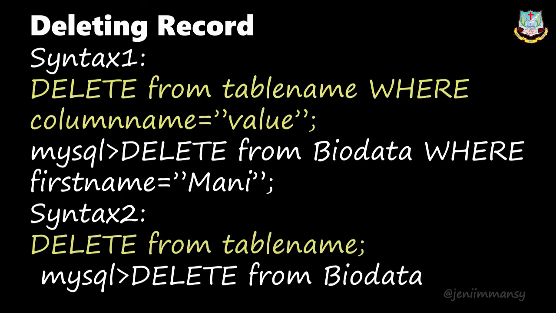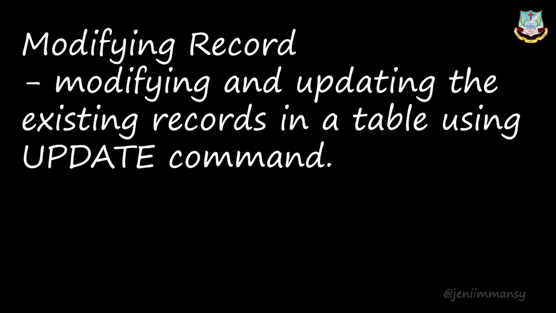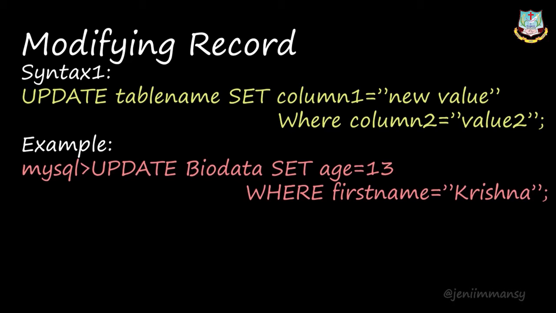Then for modifying: you gave the first name as Jenny and you need to change it to Imancy. What will you do? We have a command for that also. In SQL you can modify and update the records which are present there. For that we use the update command. See the syntax: update, and then you give the table name, set column 1 is equal to the new value, where column 2 is equal to value 2. In this example you will understand: update biodata, set age is equal to 13, where first name is equal to Krishna.